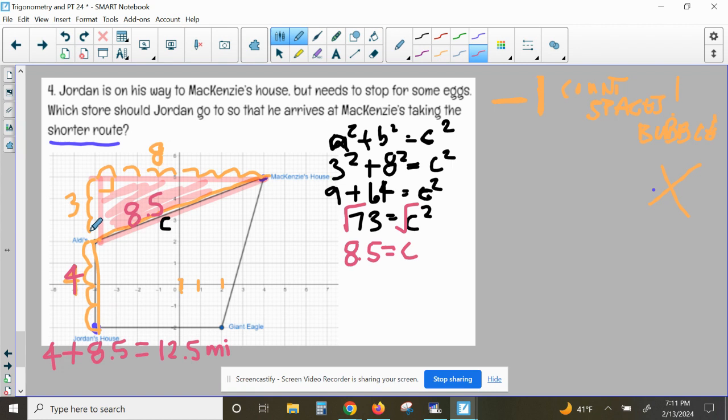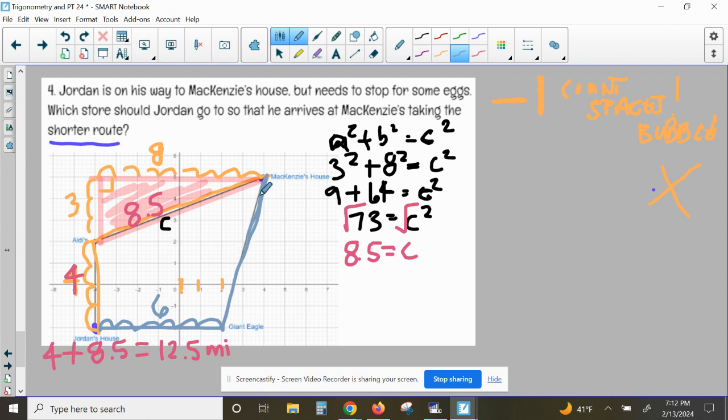Now we need plan B. Instead, what if we went from Jordan's house to Giant Eagle and then went to Mackenzie's house? We need to see how far it would be that way. This is horizontal, so I can count it with bubbles: 1, 2, 3, 4, 5, 6. So that is 6 long.